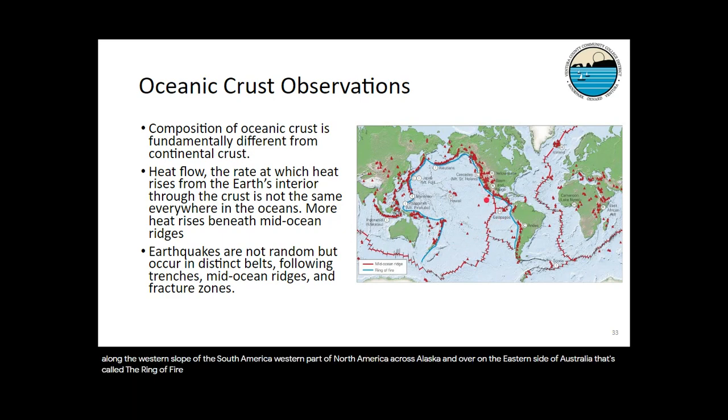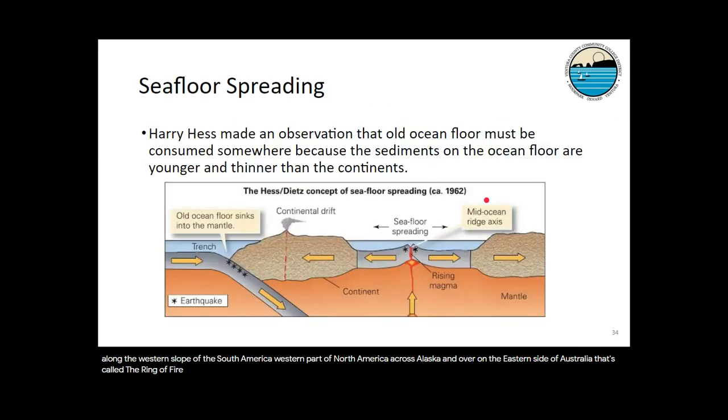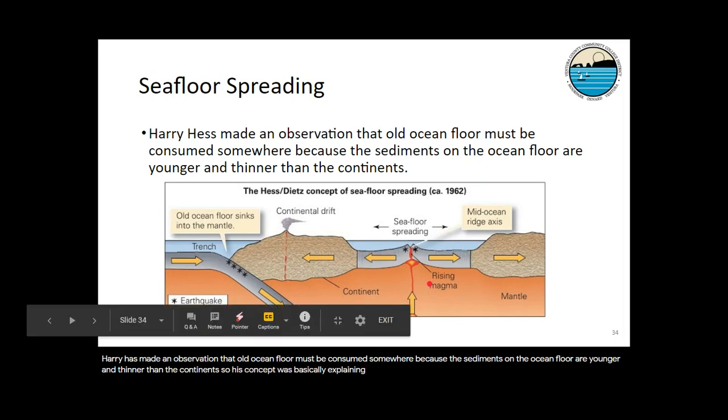So I had mentioned Harry Hess before, and he was the geologist that took up after the founder for plate tectonics. And Harry Hess made an observation that old ocean floor must be consumed somewhere because the sediments on the ocean floor are younger and thinner than the continents. So his concept was basically explaining seafloor spreading, in that parts of the ocean floor are younger and thinner.